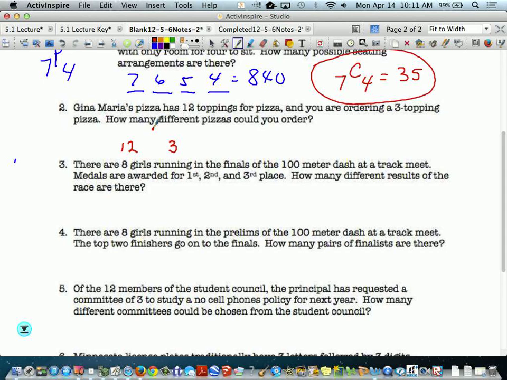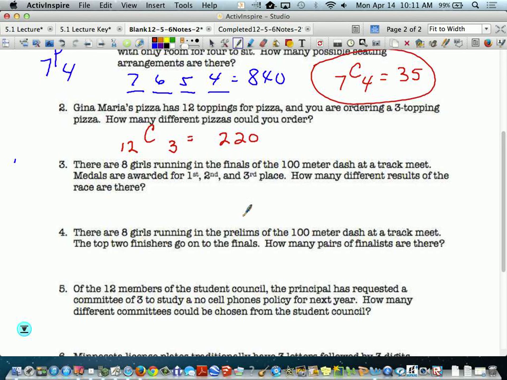And this one is definitely a combination, because whether you sprinkle the pepperoni or the sausage first or second, it doesn't really matter. It's the same pizza, right? So what do you get? 12C3?